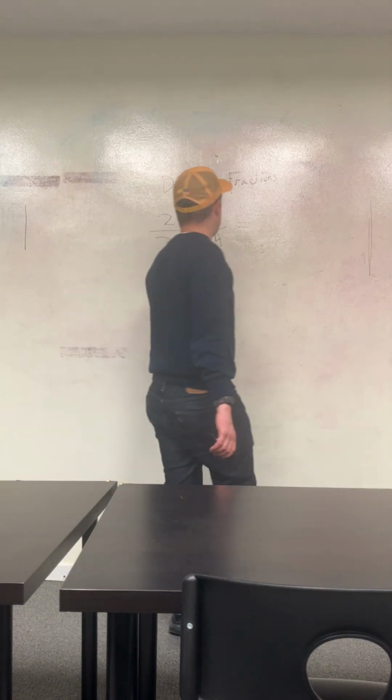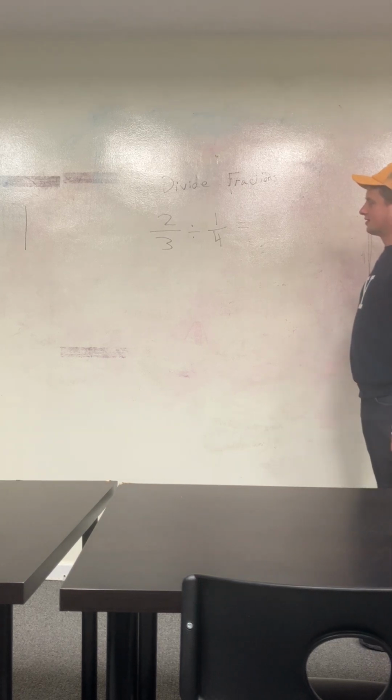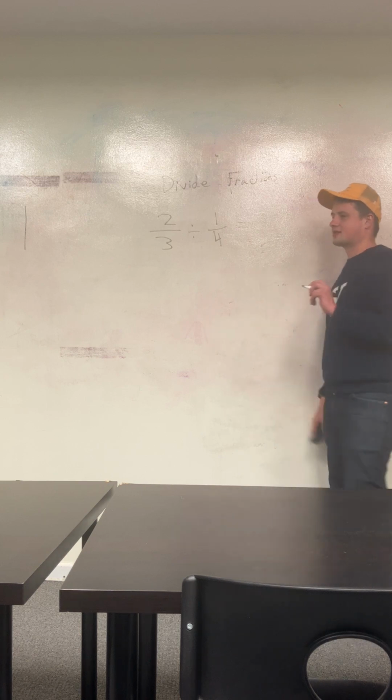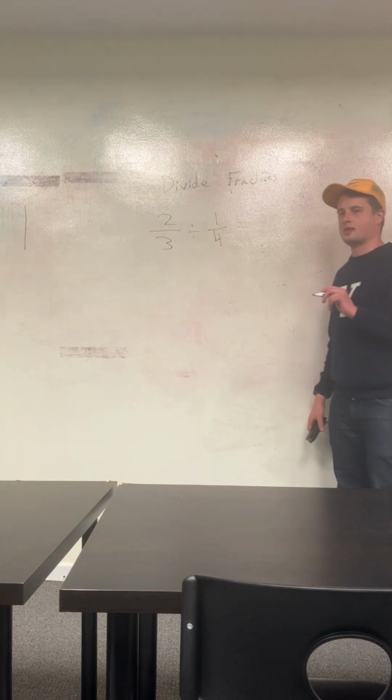What answer do we get? 2/1. Alright, so how did we get there? I think I divided 2 divided by 1, 3 divided by 4. Okay, but you have still one left.